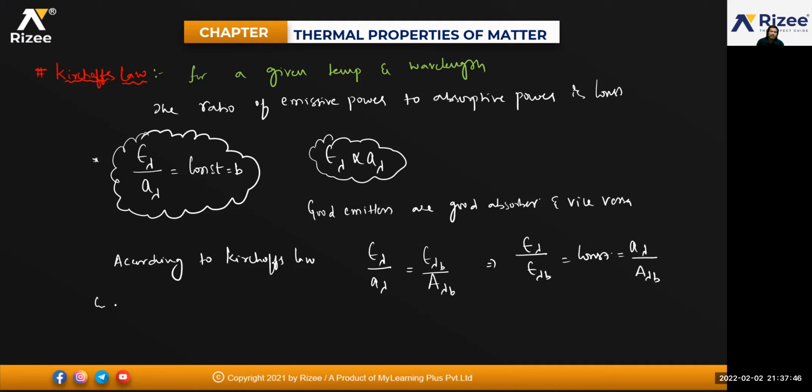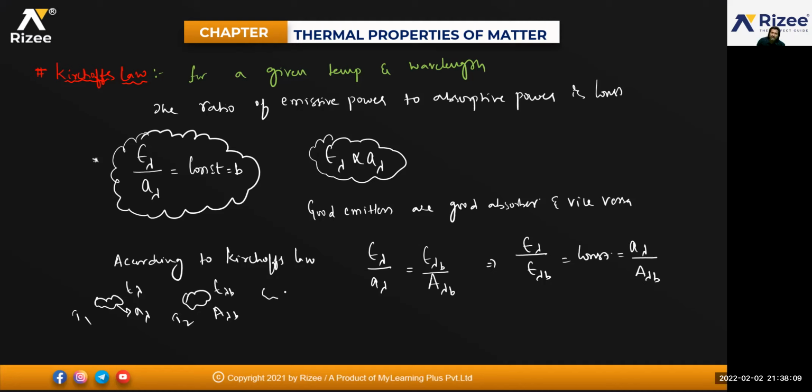Let's say there is one body at a temperature of T1. At T1 temperature, it has the emittance E lambda and absorptance A lambda. Now the same body at a temperature T2, I am taking that emittance as E lambda B and absorptance as A lambda B. That means if the temperature is increasing, the power of emitting and absorbing is also increasing.